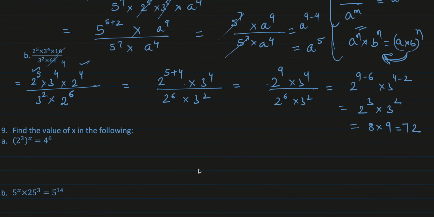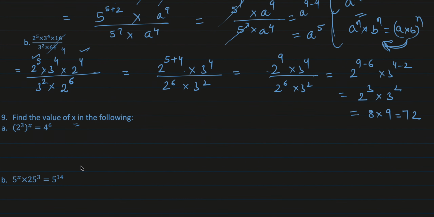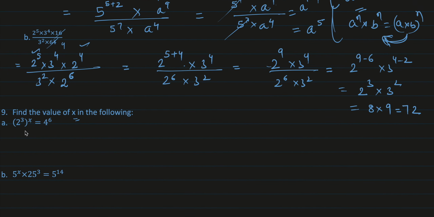Now question number 9, a part. You have 2 raised per 3 into x is 4x. So you have to find the value of x. So in all these parts we have to find the value of x. So how do we do is, we just try to make the bases on both the sides equal. Okay, this is LHS, RHS.